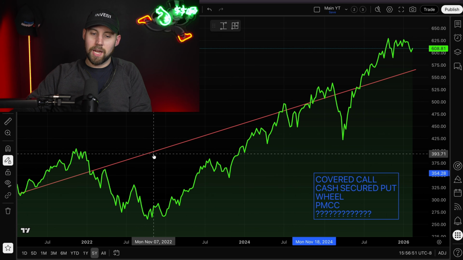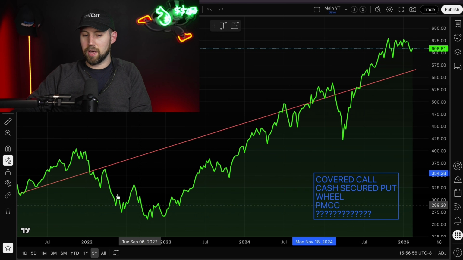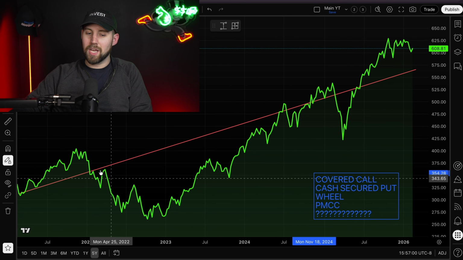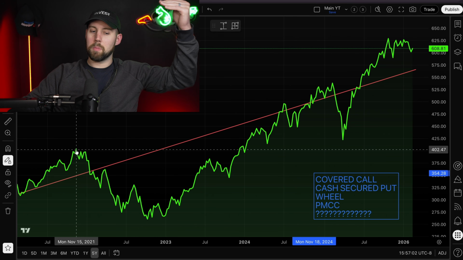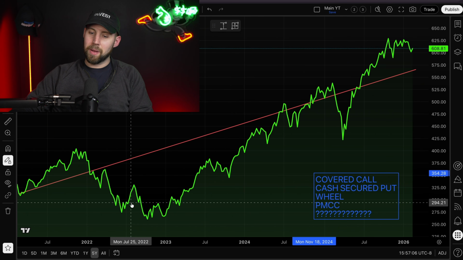Right here, when the stock is below the earnings per share growth line, we're going to view this as undervalued. When it's above, we're going to view it as overvalued. It's going to warrant doing a certain option strategy when the market is over or undervalued. Let's just dive straight into it. Let's talk about the covered call.